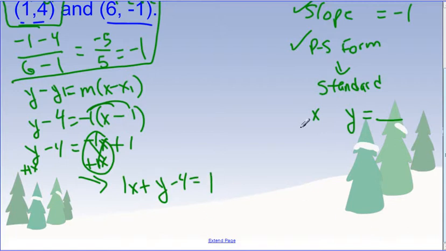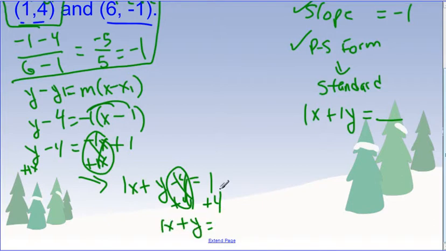So we got x's and y's on one side. Good. We need everything else on the other, which means we need this piece gone. So we're going to add 4, add 4. So we get 1x plus y equals 5. That is our standard form.